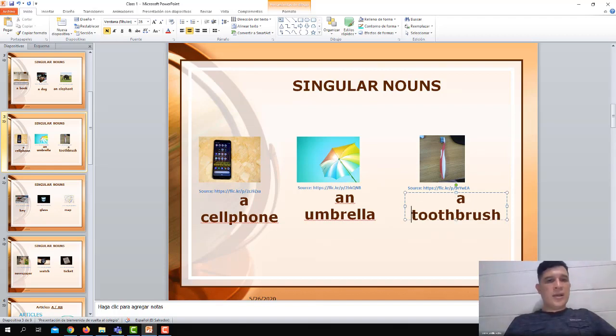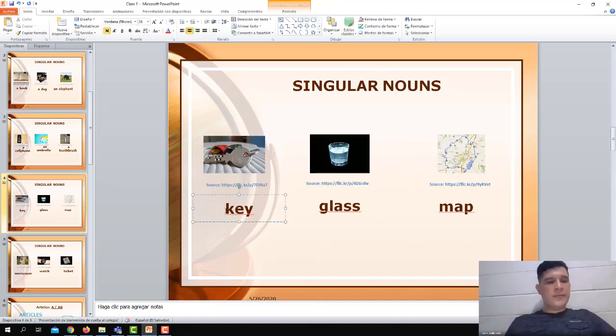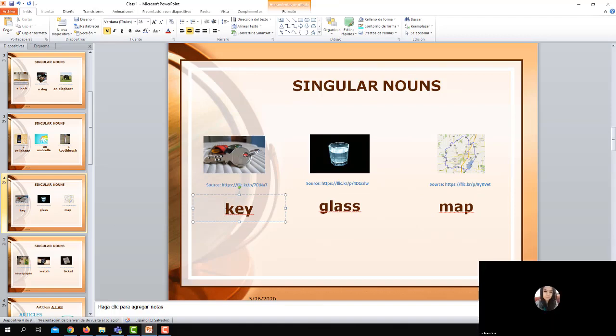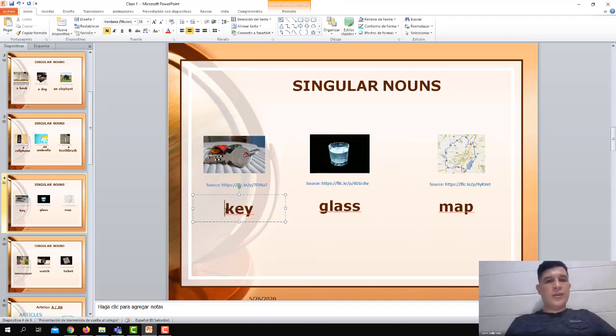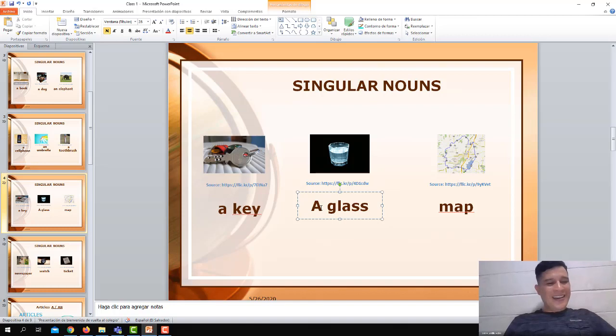Next one, Cindy, key. Consonante. Entonces, a key, right? Okay. Next one, Paola, glass. Ah, ya leí la respuesta. Consonante. All right. Entonces sería la respuesta a glass.